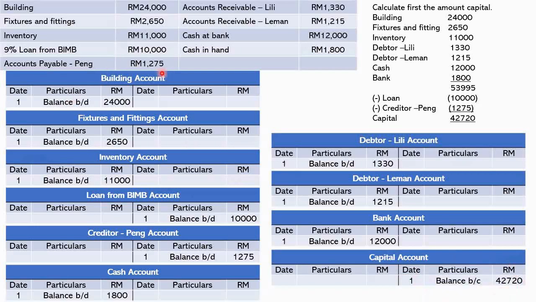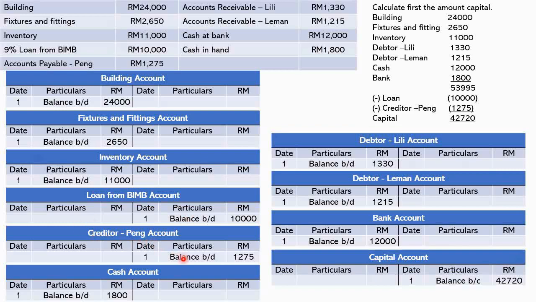Okay, so kita buka akaun satu-satu. Buka akaun building, furniture and fitting, inventory. Buka akaun semua ni masuk ke opening balance dia. Okay, kalau dia building, dia adalah asset. So, masukkan di sebelah debit. Kalau furniture and fitting dia adalah asset, masuk sebelah debit. Inventory asset sebelah debit. Loan adalah liability, so liability sebelah credit.